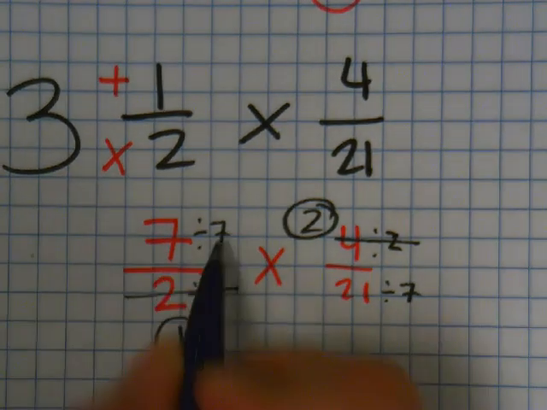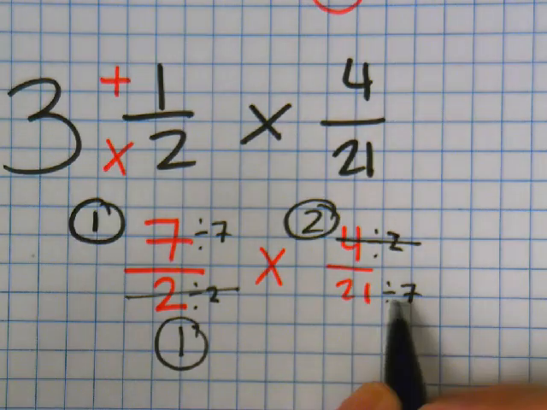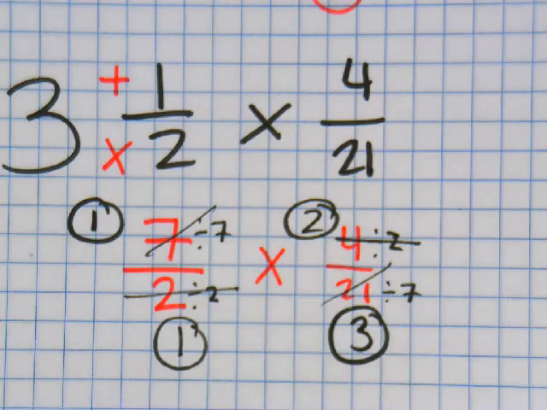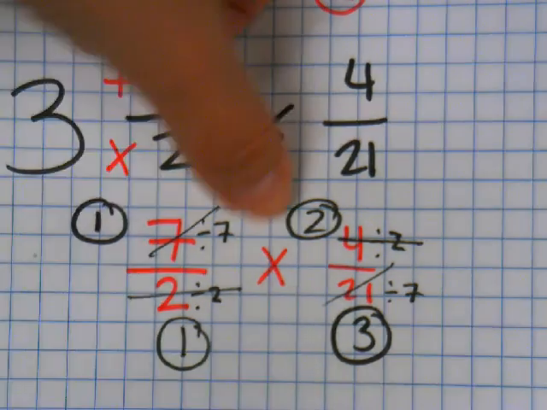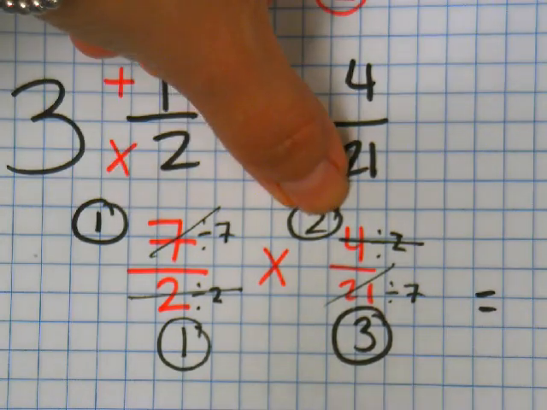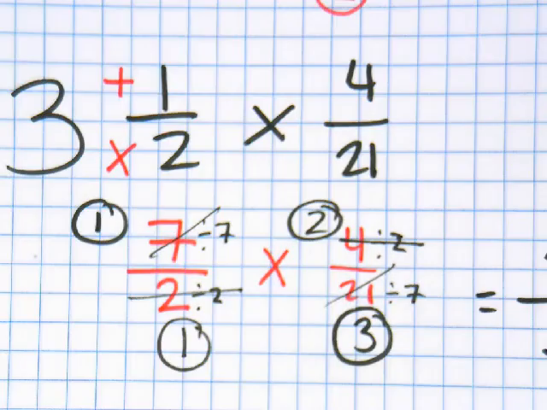Seven divided by 7? 1. 21 divided by 7? 3. So I no longer use any numbers in red. They all got canceled out. So now I'm going to deal with 1 times 2. 2. 1 times 3. 3. And I'm done.